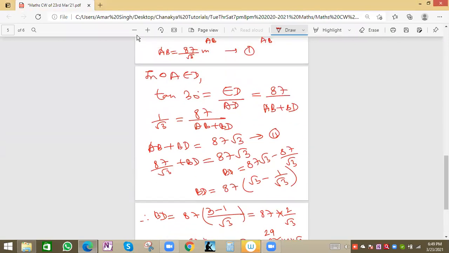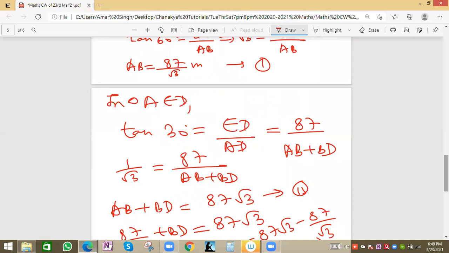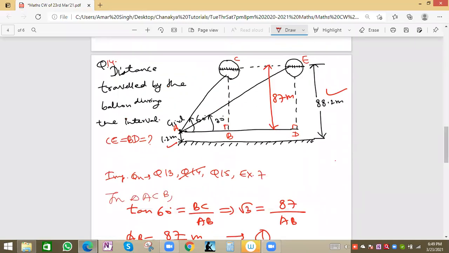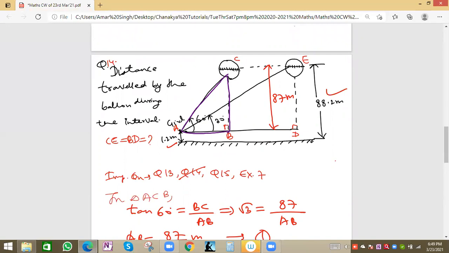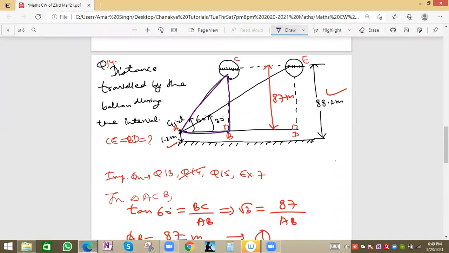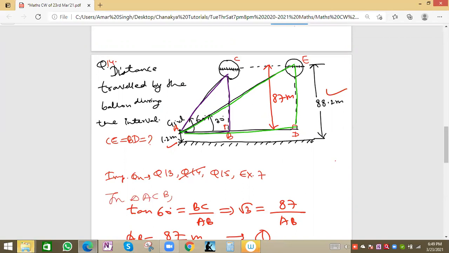So see now, others can note the solution. Basically try to understand the pattern, because now first we'll take this triangle ACB, and from this triangle we'll find the relation between BC and AB. Tan 60 we'll take, that is root 3. BC is known, 87, because 88.2 minus 1.2 will be 87. And after that we will take this big triangle AED, and from that we'll find a relation between ED and AD, and we'll take 30 degree, tan 30 is 1 by root 3, and try to solve.